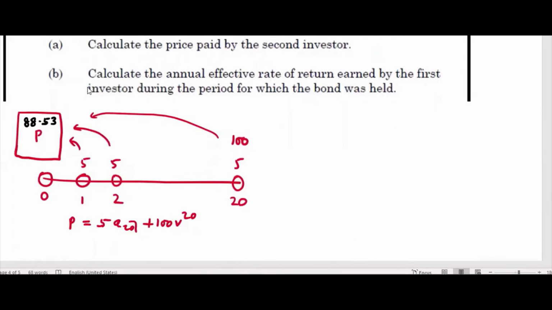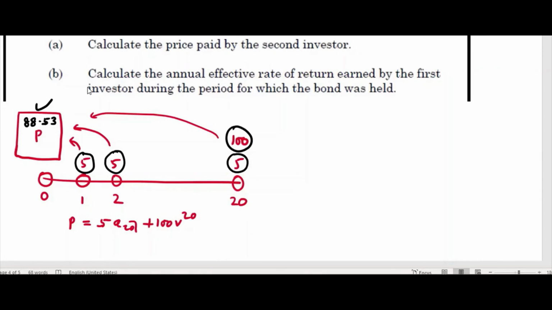So what you thought while purchasing? You thought that if I give 88.53, you will get 5 for 20 years and then 100. These are called cash inflows. These are the amounts you will get because you spent this amount. Series of payments and final repayment will be 100.